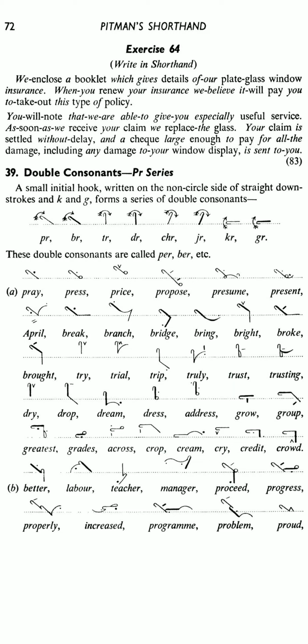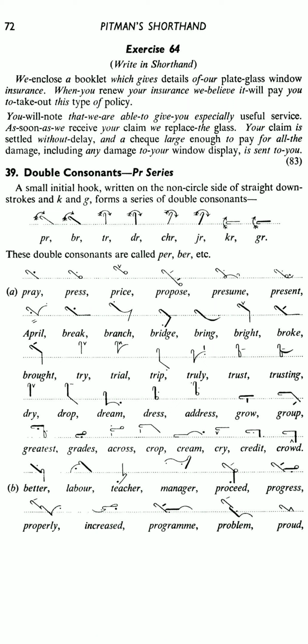Hello students, after completion of 4 exercises of this chapter, double consonant PL series, आज हम करेंगे double consonant PR series. A small initial hook written on the non-circle side of straight down strokes and K and G forms a series of double consonants. Double consonants क्या होता है ये मैंने आपको PL series में ही क्लियर कर दिया था.